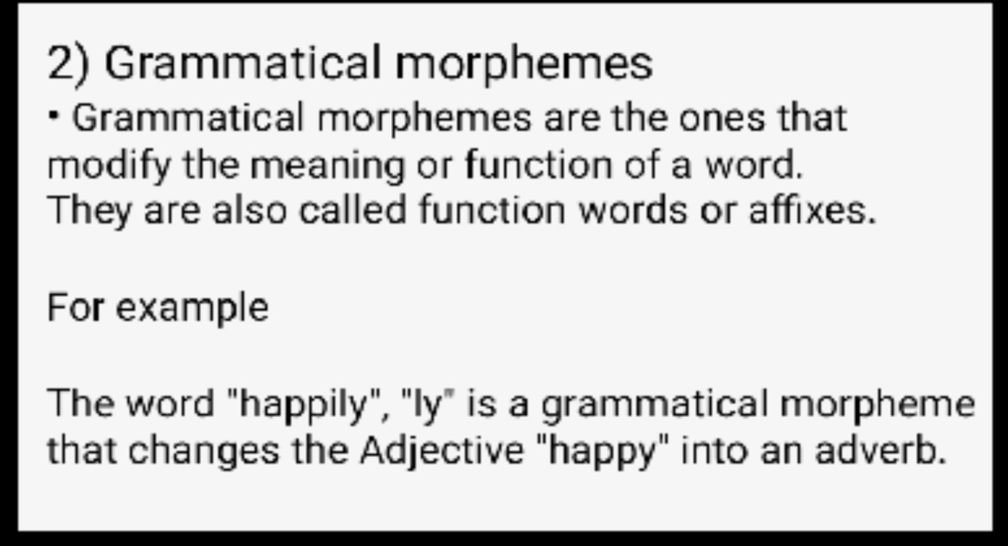So for example, in the word happily, ly is a grammatical morpheme. They cannot provide you main meaning. They cannot stand alone but they modify the meaning. Happy is a word. Ly is a grammatical morpheme. So a grammatical morpheme modifies the meaning or function of a word. So that changes the adjective happy into the adverb happily.